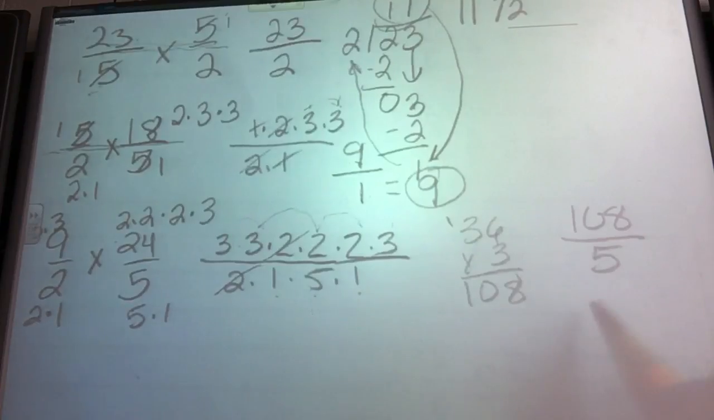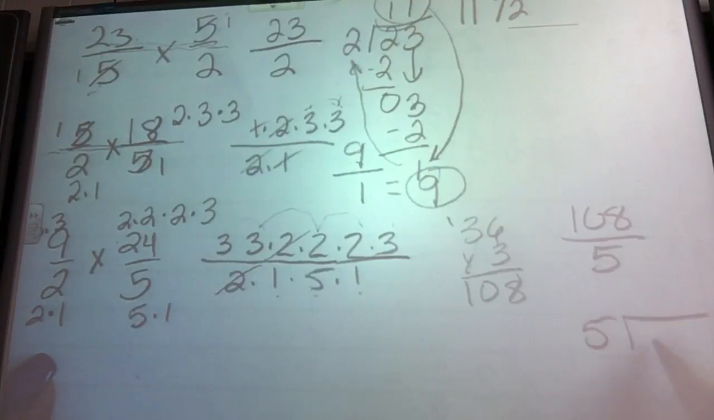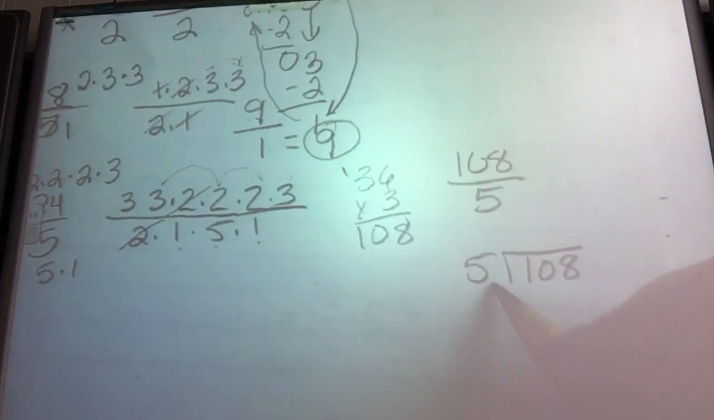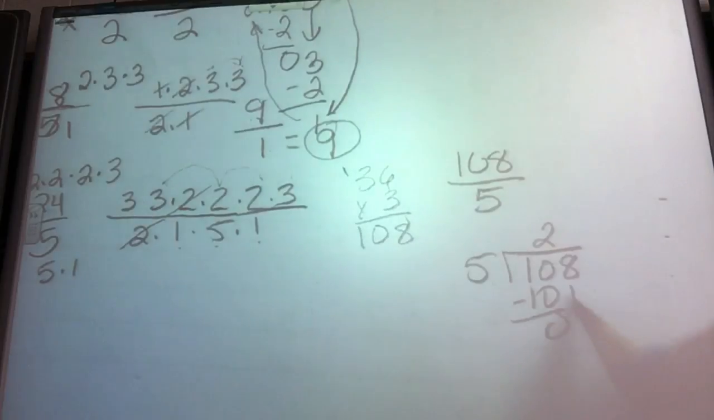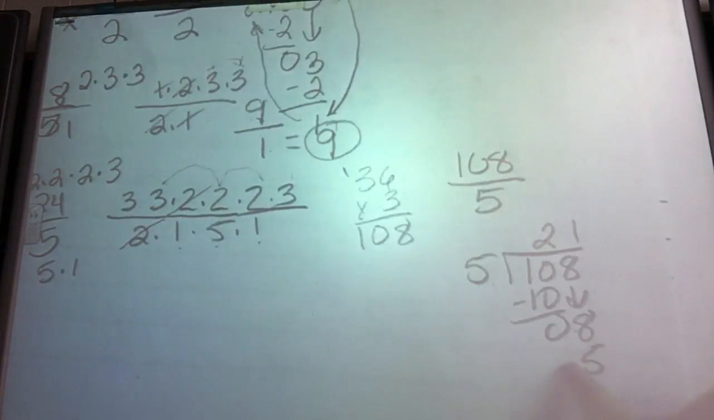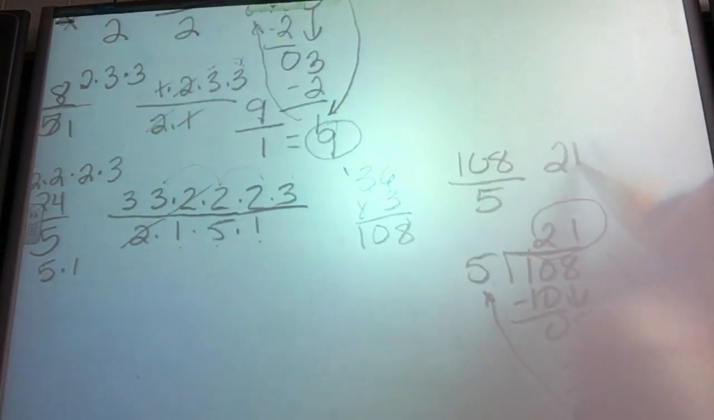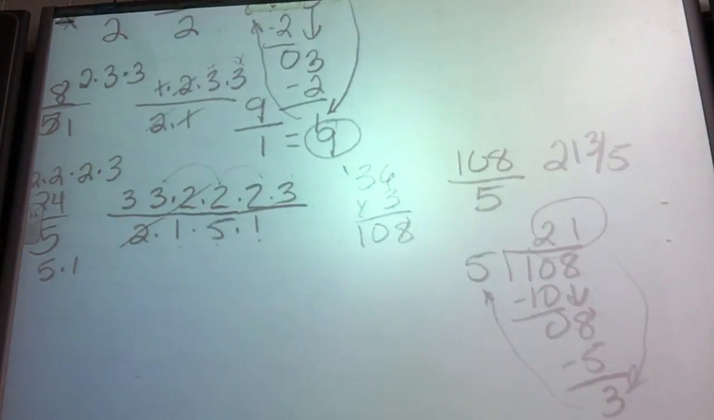Okay, now we've got to turn it into a mixed number. 5 cannot go into 1, but it can go into 10 twice. Subtract, bring down. 5 goes into 8 once. We end up with 21 and 3 fifths.